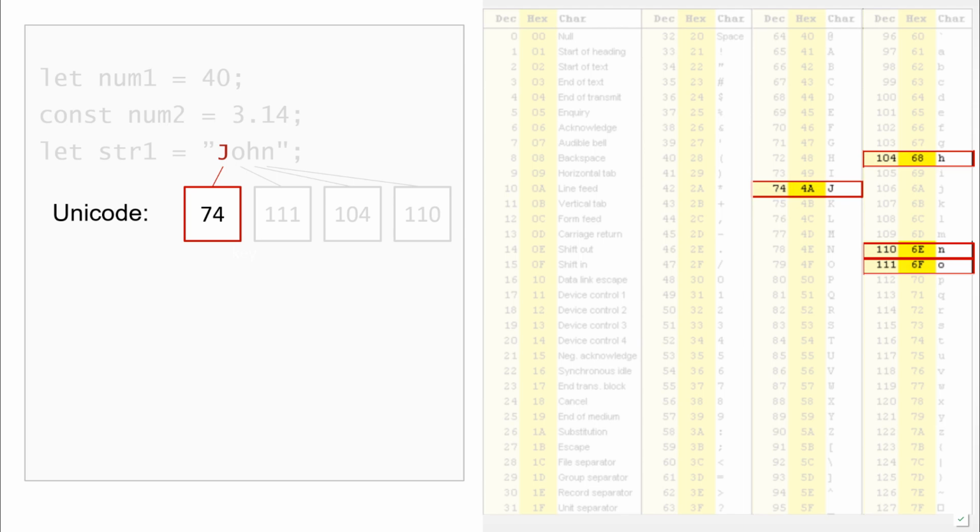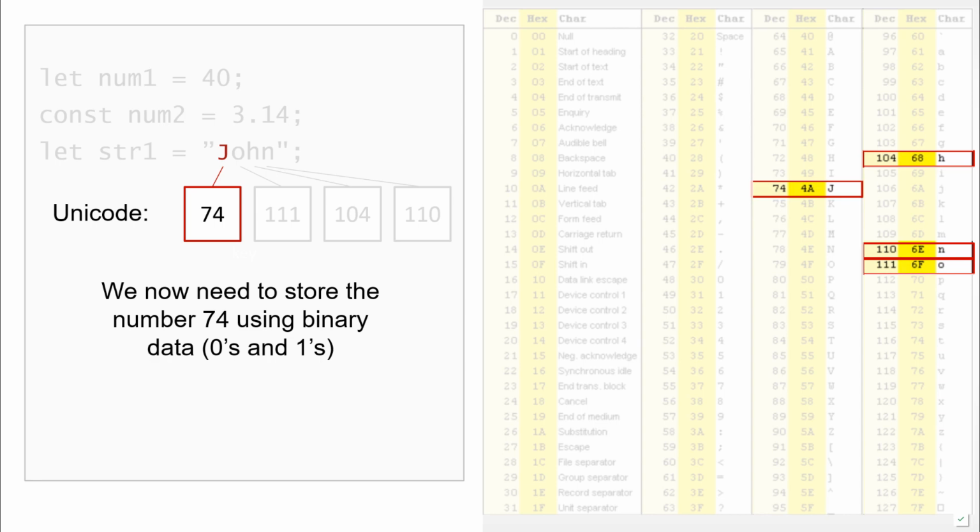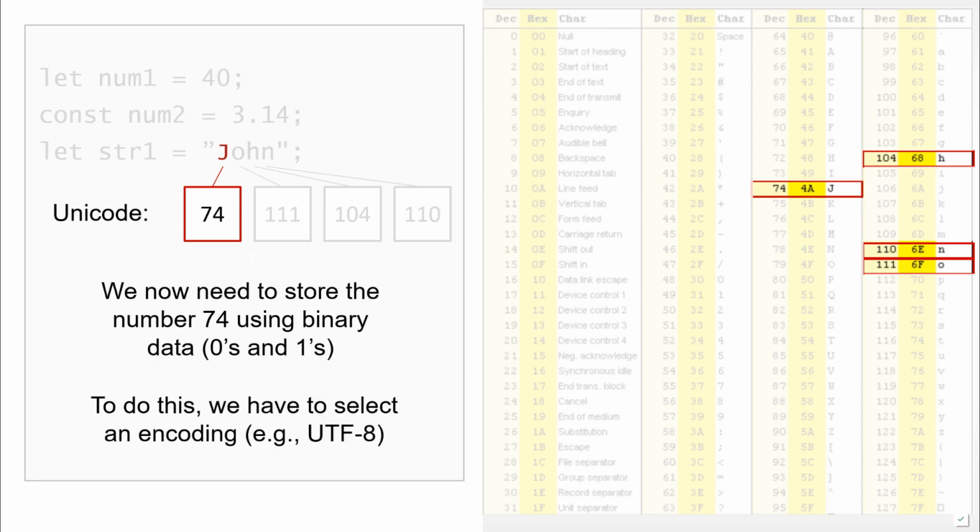So the next thing that we need to do is figure out a way of how can we record this number 74 into something that uses only bits, zeros and ones. And to do this, we would use binary data. And more specifically, binary data which is recorded based on this UTF-8 standard.